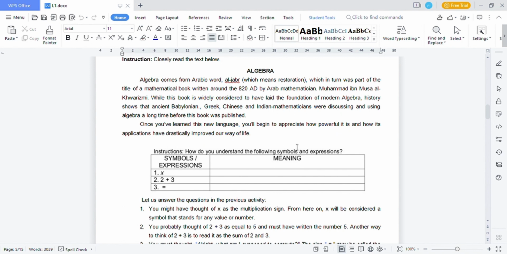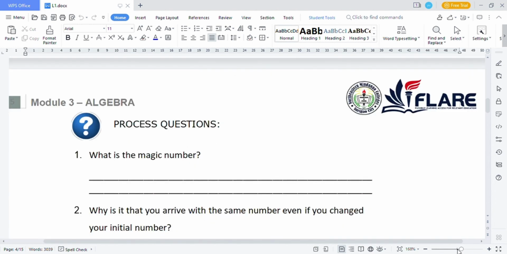So algebra comes from an Arabic word, which means restoration, which in turn was part of the title of a mathematical book written around 820 AD by an Arab mathematician.